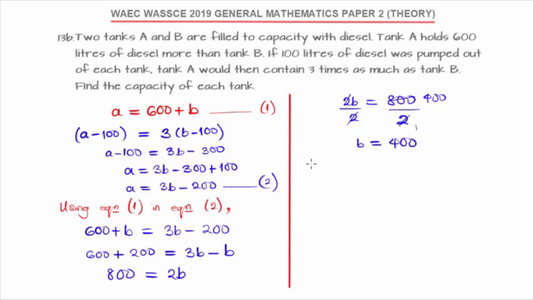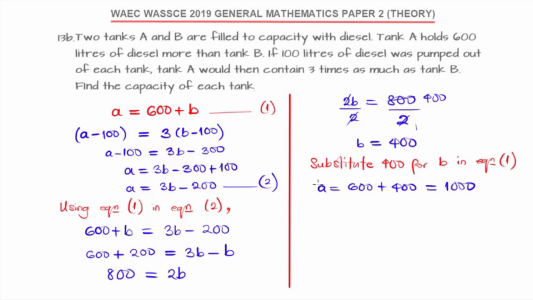Alright. Then to get the value of A, we can just use this value of B that we just got, that B is equal to 400 liters. We can use it for B in equation 1. So if you are to use that, instead of writing A is equal to 600 plus B, we can just say A is 600 plus the value of B, that's 400, and that is 1000 liters.